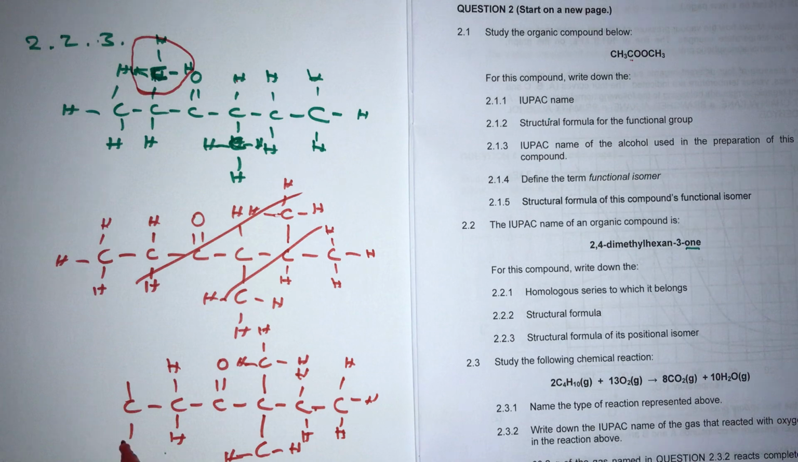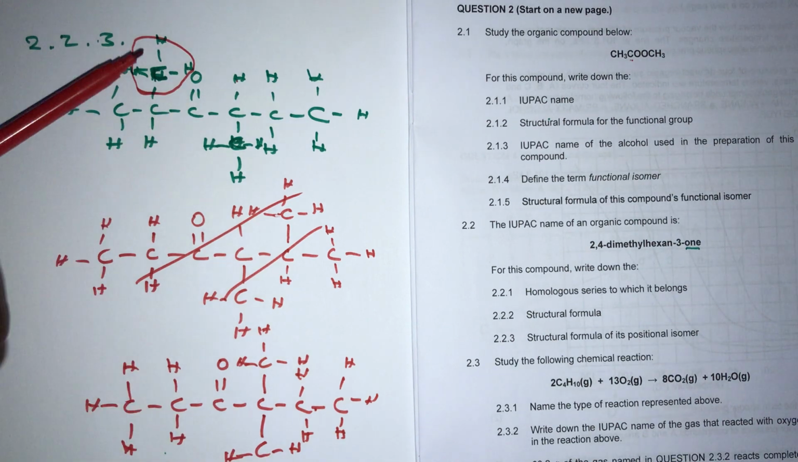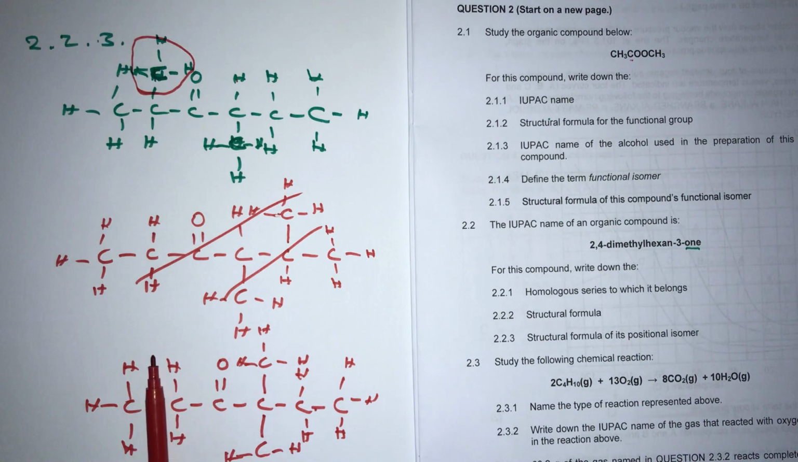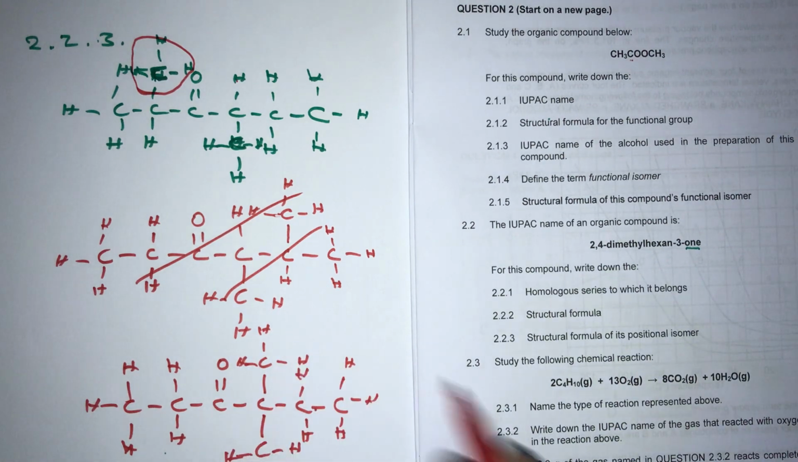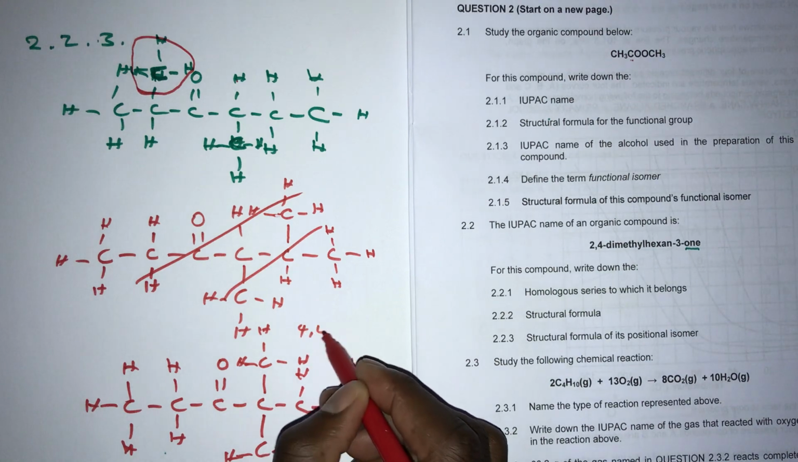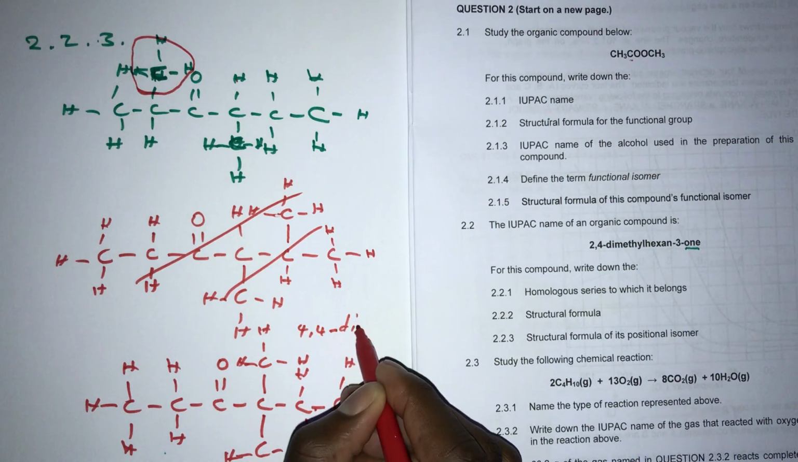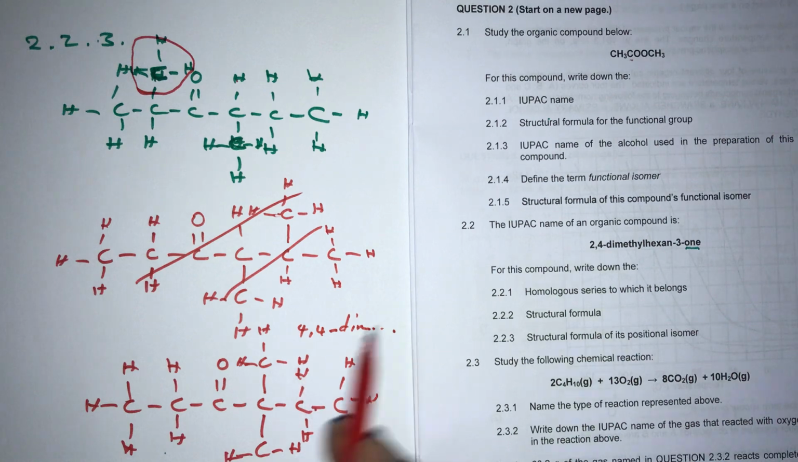Okay, so let's check this one first. It was in carbon atom number 2, right? Now we've shifted the branch from carbon atom number 2 to carbon atom number 4. That means it's going to change the IUPAC name. The IUPAC name of the positional isomer is going to be 4,4-dimethyl, something like that.